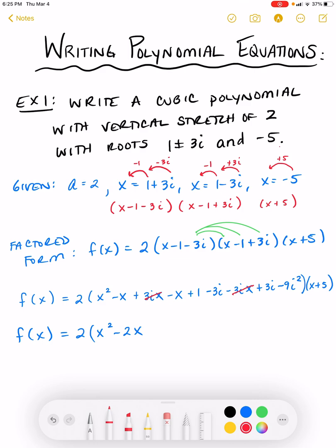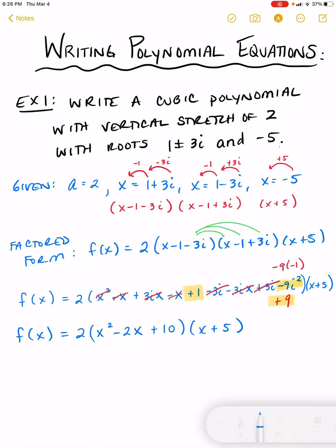Is there anything else that cancels? I already combined the x's and the x squareds. Oh, I also noticed that there's a negative 3i and a positive 3i. The last thing I want you to notice is the negative 9i squared. This is negative 9 and i squared is negative 1, so this whole part turns into a plus 9. If we combine the plus 1 and the plus 9, this is going to be a plus 10. So when you multiply out these factors like we did, you're going to end up getting a trinomial.